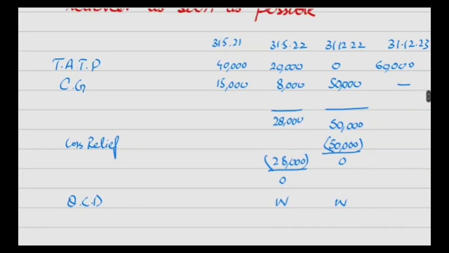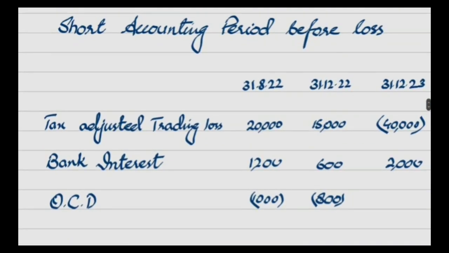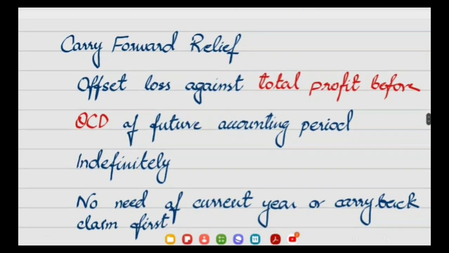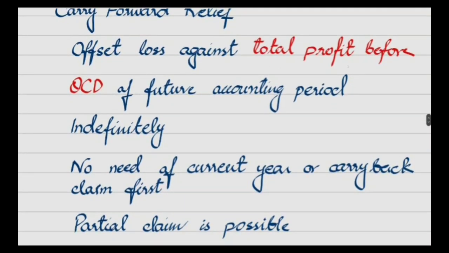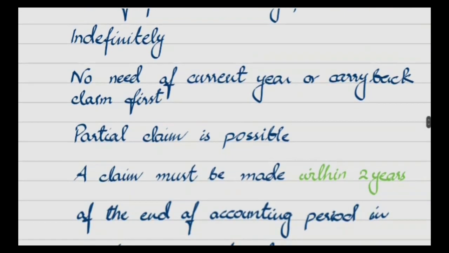Then again, if we have made a current year claim and carry back claim, then we can carry forward our losses for the future year trading profit. So this is the situation. The carry forward losses offset against total profit before QCD of future year accounting profit. इसे indefinitely किया जा सकता है. No need of current year and carry back claim first, means it is not necessary to have a claim first for the current year, then for carry back, and then you can carry forward. Whatever is the loss, you can carry forward, and partial claim is also allowed.